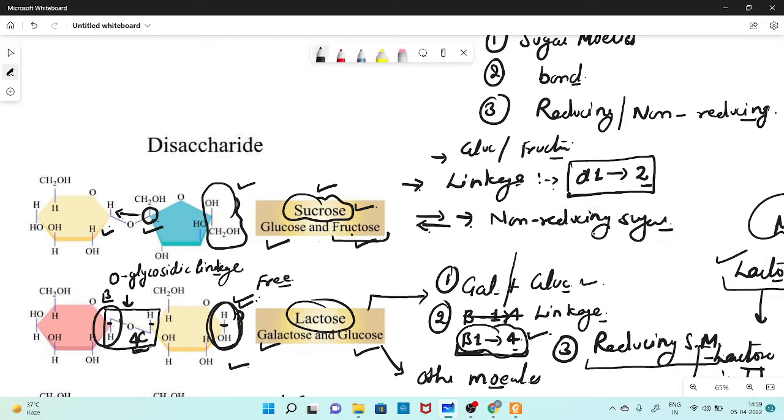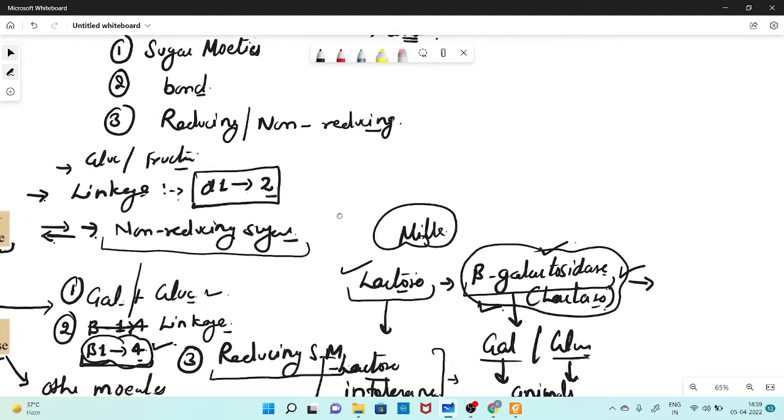So sometimes a question can be asked: which sugar molecule is the non-reducing sugar, and which is the reducing sugar? Among all the disaccharides, only sucrose is the non-reducing sugar. How? Because its free anomeric carbon is engaged in the glycosidic linkage, right?